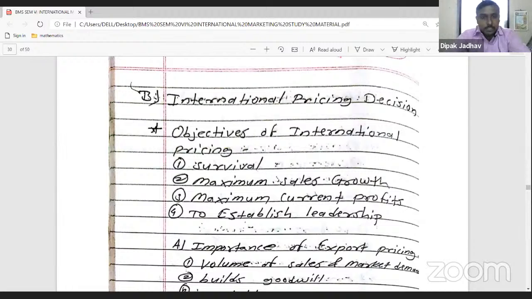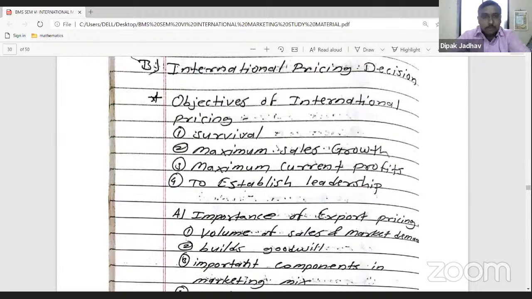The objectives of international pricing decision are: first, survive; second, maximum sales growth; third, maximum current profit; and fourth, establish leadership. The first is survival. When we go into a market, we have a heavy burden of overheads like transportation, communications, and even tax. To survive, we need proper pricing and maximum sales growth. We can achieve maximum sales growth through international marketing, and we can maximize current profit by finding new opportunities in the market to establish leadership.